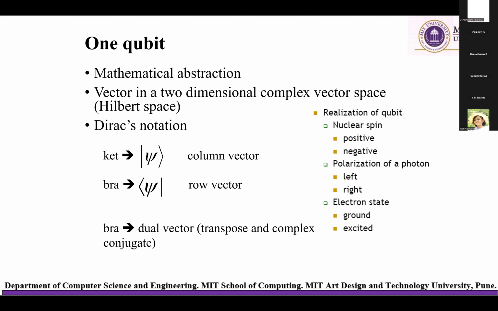The bra is also referred to as the dual vector, which involves transposing and taking the complex conjugate of the original ket vector. Realizations of qubits include physical implementations such as nuclear spins, positive or negative, photon polarization, left or right, and electron states, ground or excited.